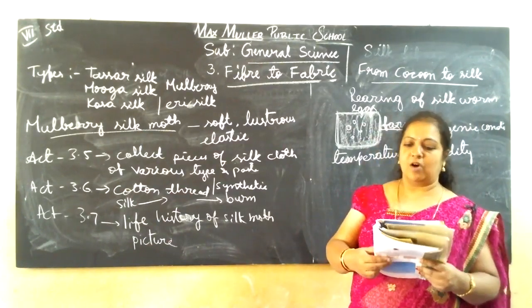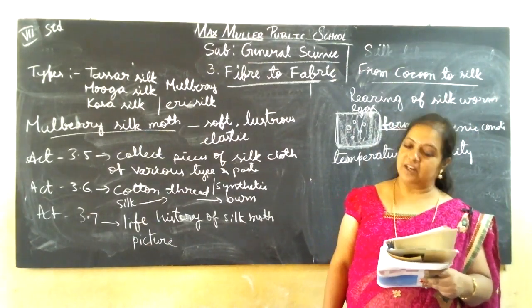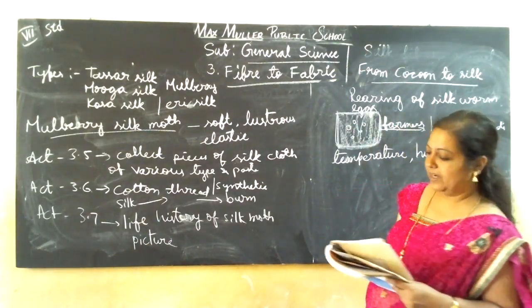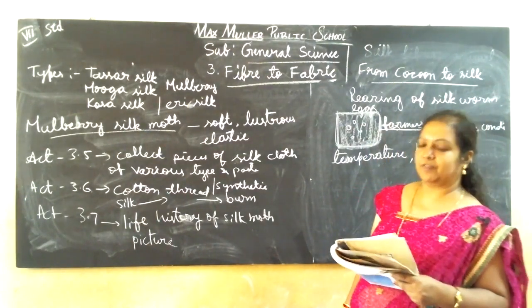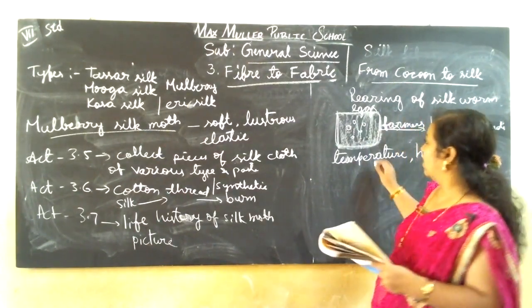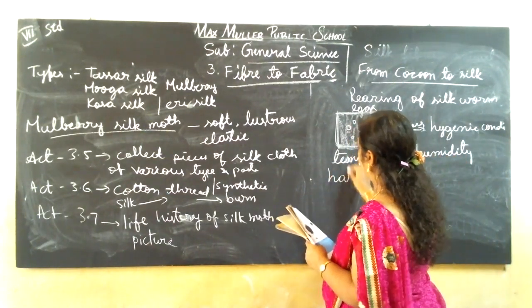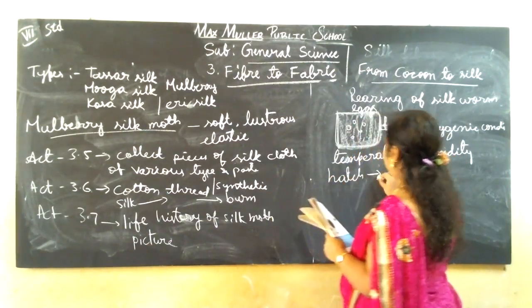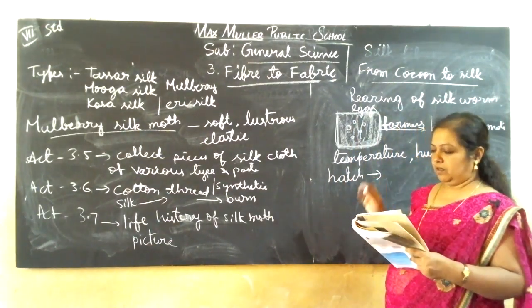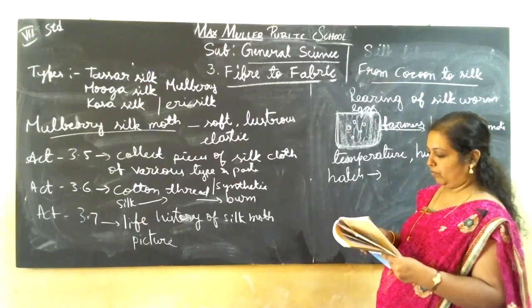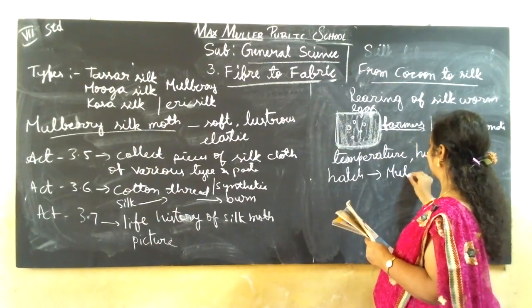The eggs are warmed at suitable temperature for larvae to hatch and come out. This will be done when mulberry trees bear a fresh crop of leaves. So when they hatch and come out, after hatching, they will give the mulberry leaves. They'll feed with mulberry leaves.